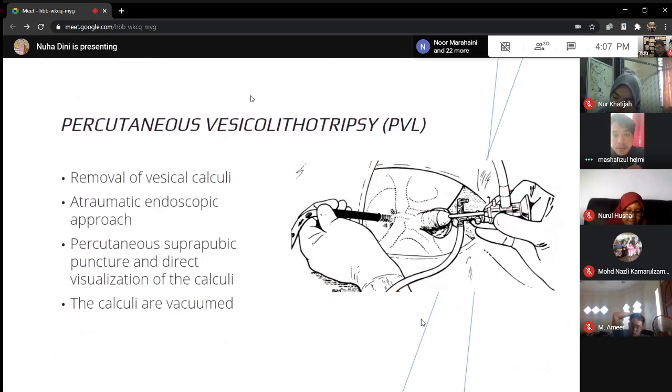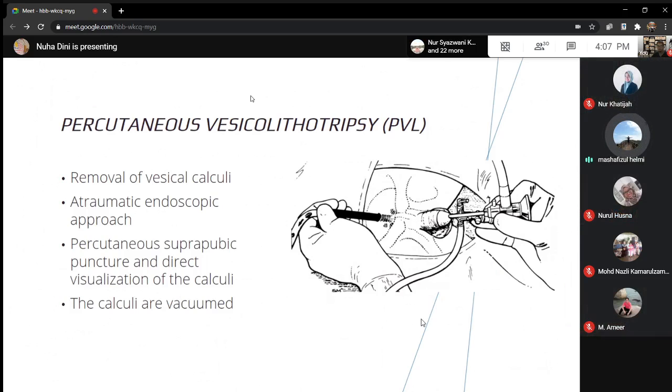Next one. This is percutaneous vesicolithotripsy to remove vesical calculi, the bladder calculi only. This is an atraumatic endoscopic approach in which we do a percutaneous suprapubic puncture and have direct visualization of the calculi. Then the calculi can be extracted by vacuuming it.